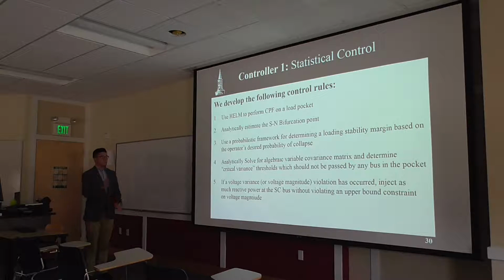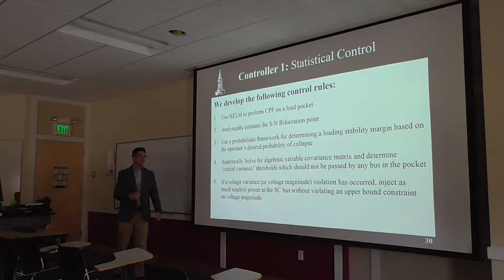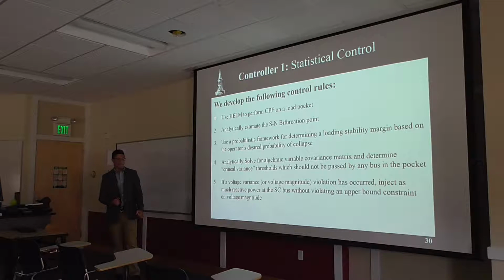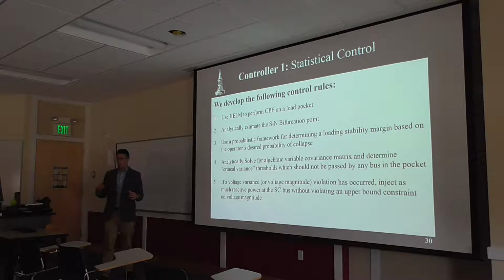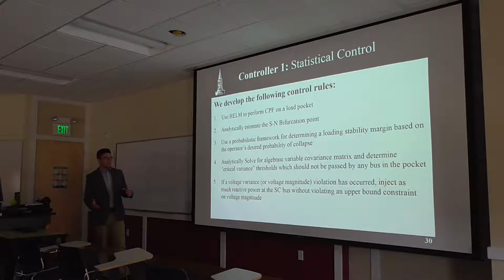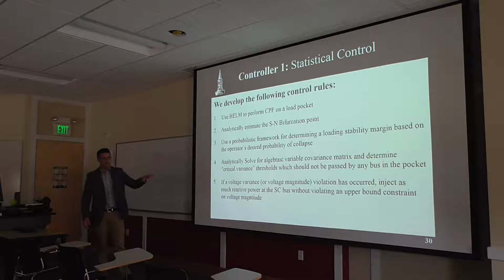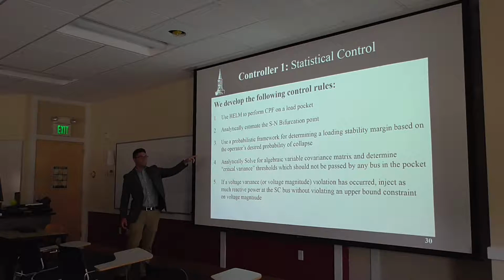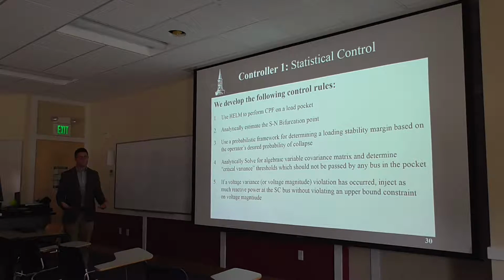Next, once we've determined the proper loading margin based on that probabilistic framework, we analytically solve for the algebraic variable covariance matrix and determine what we call critical variance thresholds, which should not be passed by any bus in the pocket. So if we're monitoring the bus voltage variance and any of the buses surpass that critical variance threshold, then we know that our probabilistic framework has been violated, or our desired probability to safeguard against has been violated.